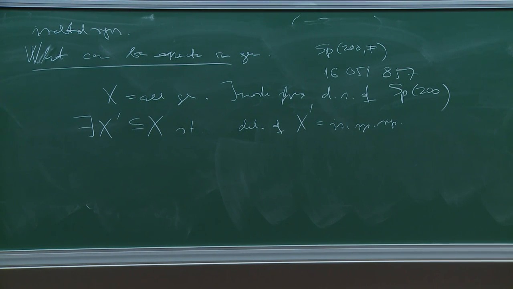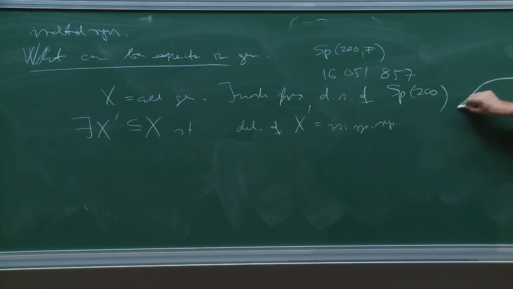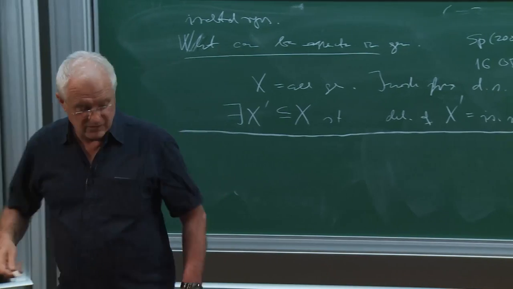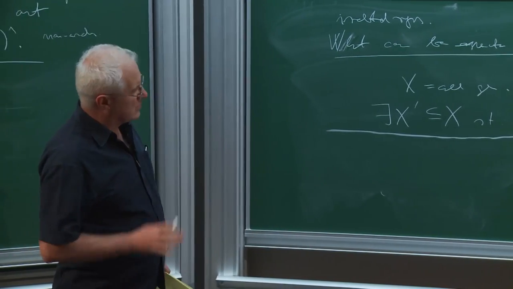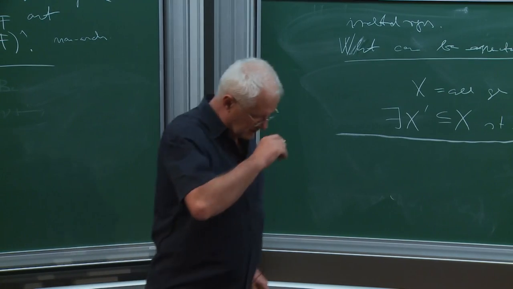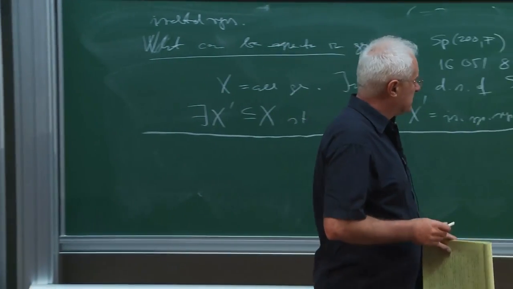So actually Moeglin and I did the construction of discrete series from cuspidals, and what this really depends on is the reducibility point.